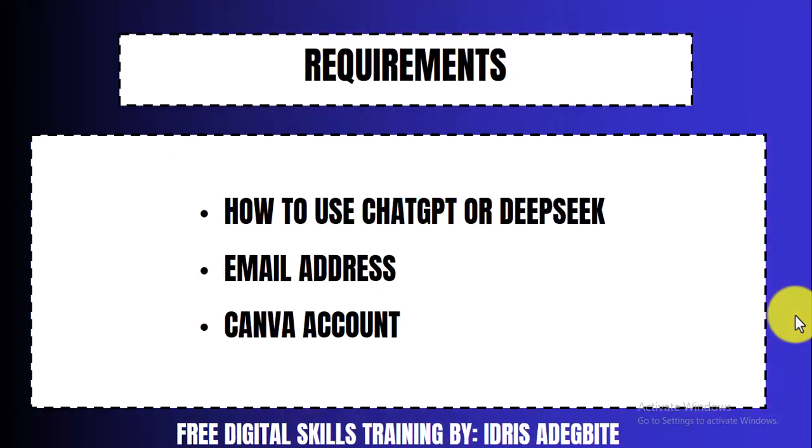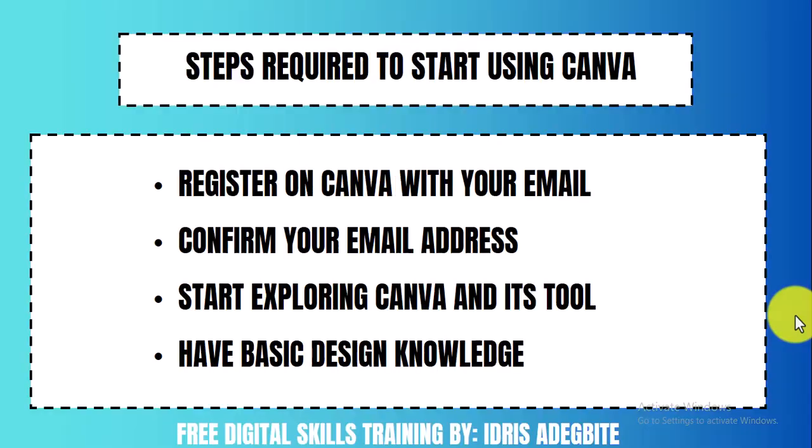So what are the requirements? What do you need? How to use ChatGPT or DeepSeek? Yes. And you need an email address to register for Canva. And lastly, you need a Canva account. That's it. So what are the steps required to start using Canva? You register on Canva with your email, confirm your email address, start exploring Canva and its tools, and have basic design knowledge. Yes, I'm going to be taking us through all this professionally.